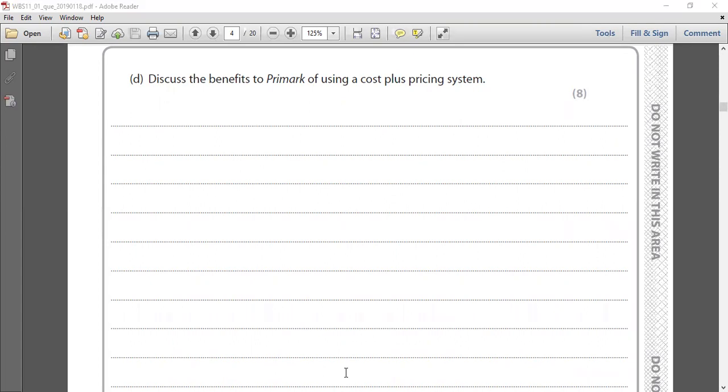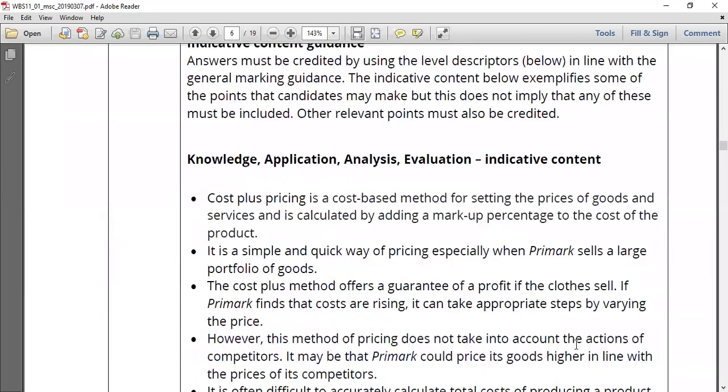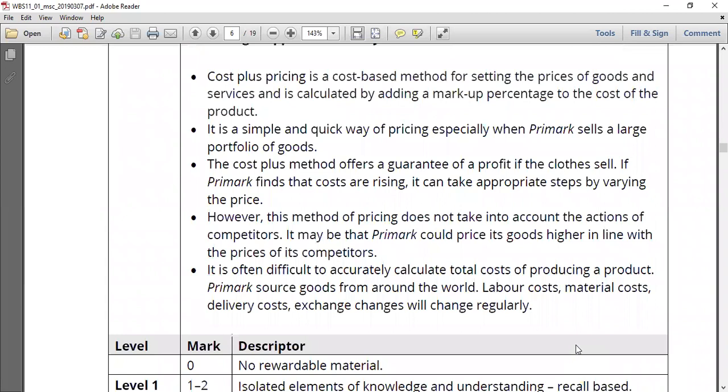This discussion question, look at the answer. When you're doing this kind of thing, and then the knowledge part: cost plus pricing is a cost-based method for setting the prices of goods and services, and it is calculated by adding the markup percentage to the cost of the product. Definition is required. What is cost plus and how does cost plus pricing work? That's what the first paragraph should be. And look at the point, benefits. It is a simple and quick way of pricing, especially when Primark sells a large portfolio of goods, right? That's an application also. There is a large portfolio of goods, especially for men, women, children.